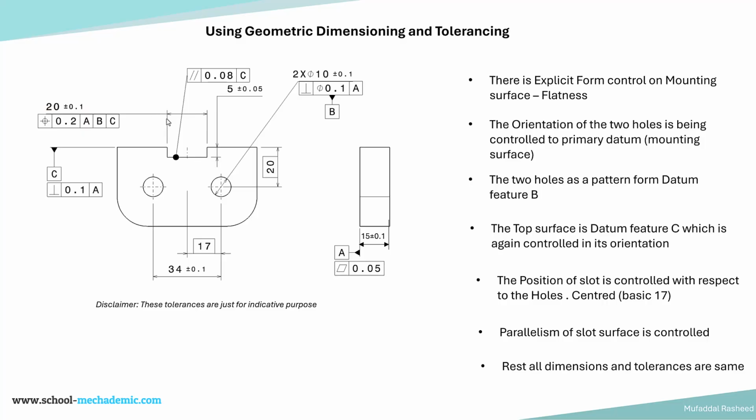Now let's have a look at the position control which has been applied on the slot. On the slot, which has a width of 20, which is a feature of size, a position control has been applied, and it says that the position should be within a tolerance zone of 0.2 with respect to datum A, B and C. So with respect to the datum reference frame A, B, C, we are controlling the position of the slot. That is, the position of the center plane of the slot is being controlled.